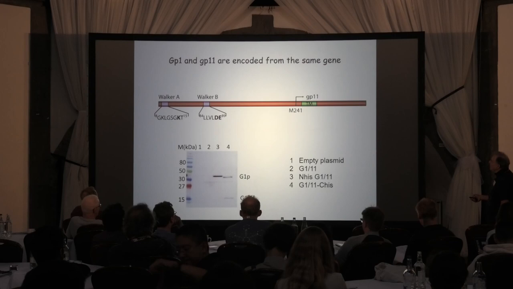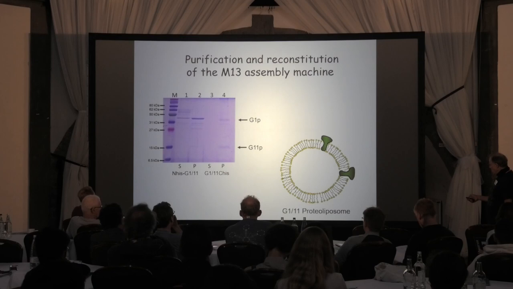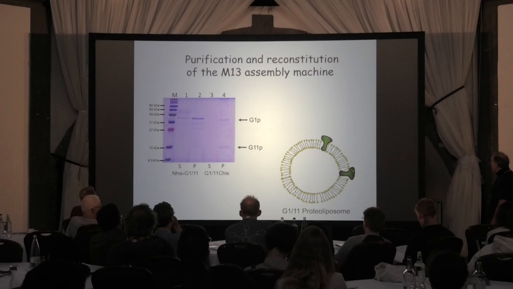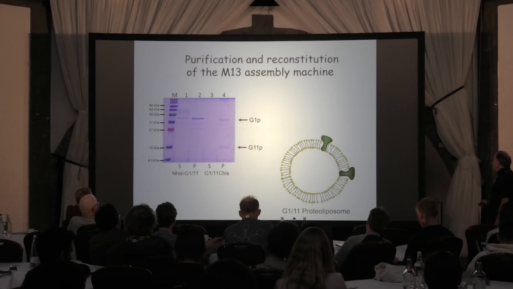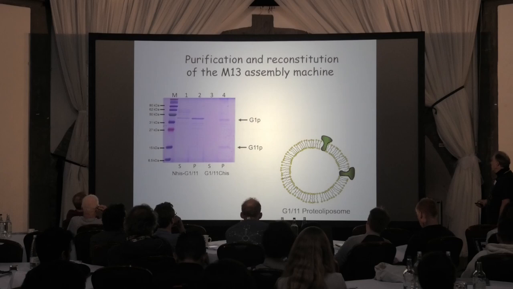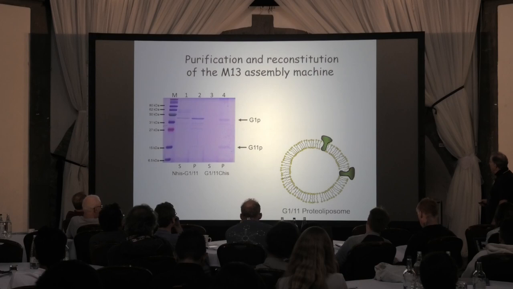We purified these proteins, GP1 and GP11, and reconstituted them into liposomes. The proteins then form some kind of oligomer, as we think, and we can, of course, look at the isolated proteins, how they look, but also in the proteoliposome, to test the function, at least for binding the DNA.